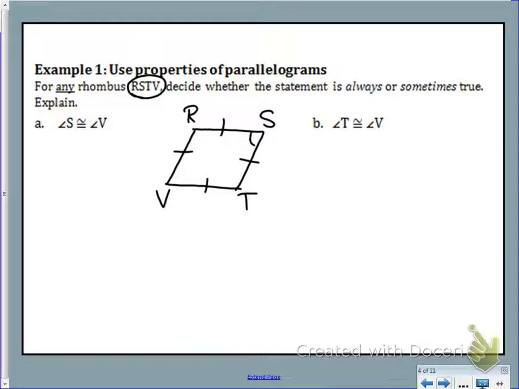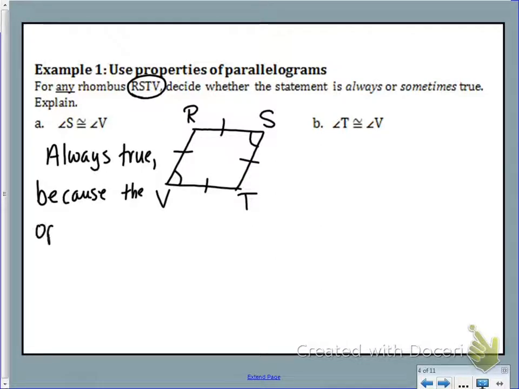Well, angle S is opposite angle V in the parallelogram. Remember, a rhombus is still a parallelogram. So are opposite angles in a parallelogram sometimes true to be congruent or always congruent? Well, if we think about one of the traits of a parallelogram, the opposite angles are always congruent. So this is always true because the opposite angles of a parallelogram are always congruent.